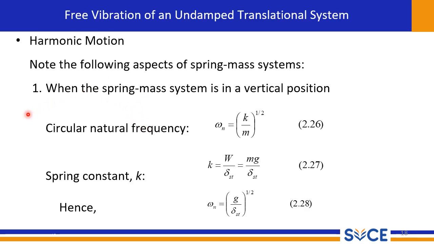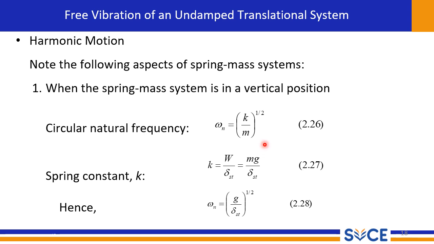In the previous slides, we have seen that the equation of motion for a vertical spring mass system is the same as for the horizontal one. However, there is a subtle but important difference when it comes to calculating the natural frequency. Let's explore. The equation shows the circular natural frequency omega n. It is the square root of the spring stiffness K divided by the mass M. This formula holds true for both horizontal and vertical systems.